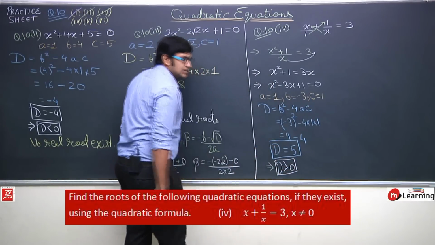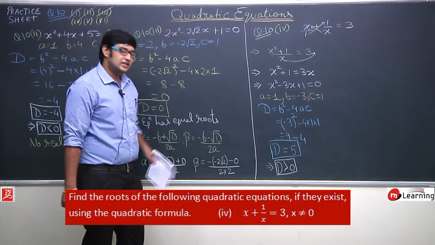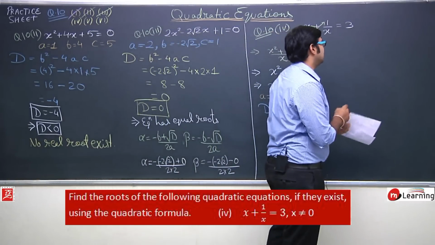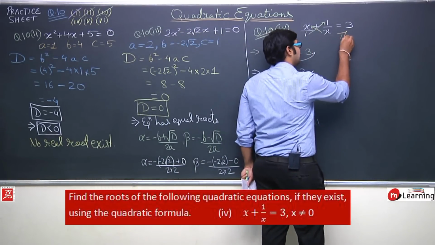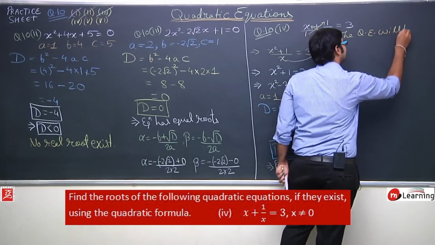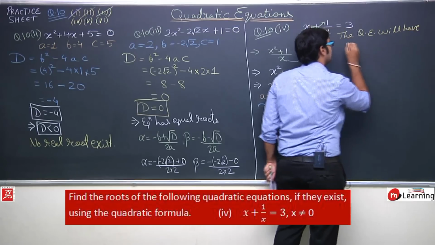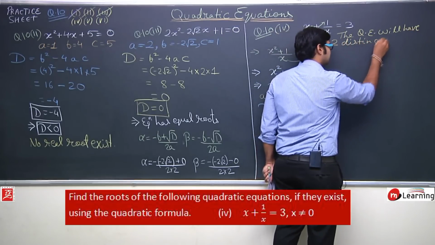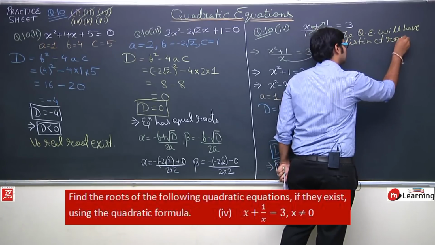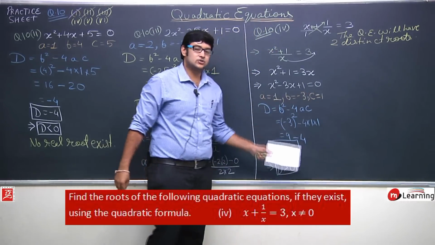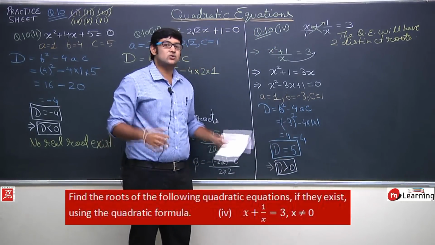Now if D is greater than 0, then what is the condition? The equation is going to have two distinct roots. Okay, the quadratic equation will have two distinct roots. So दो रियल रूट्स हैं, दो डिस्टिंक्ट हैं. जो रियल रूट्स आएंगे वो डिस्टिंक्ट होंगे.